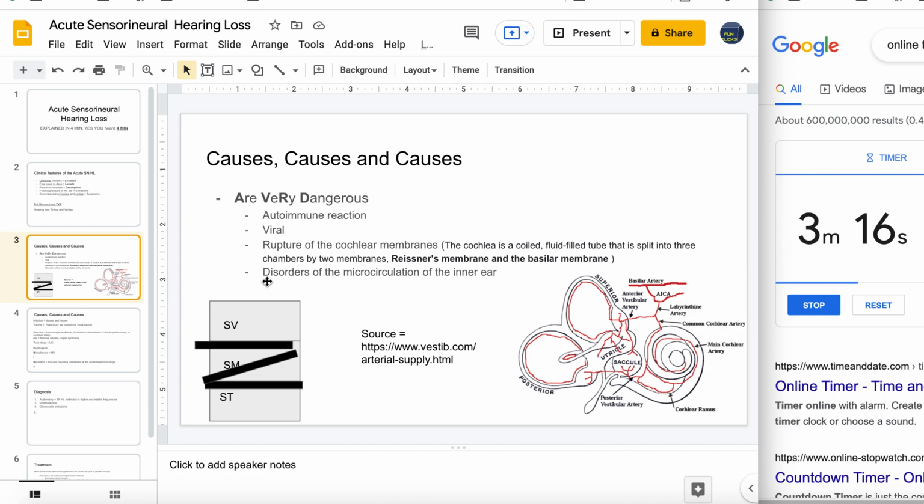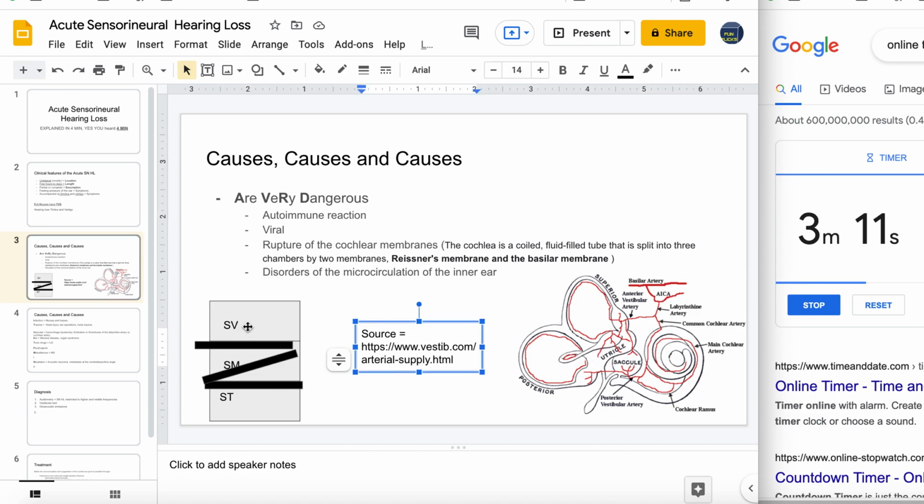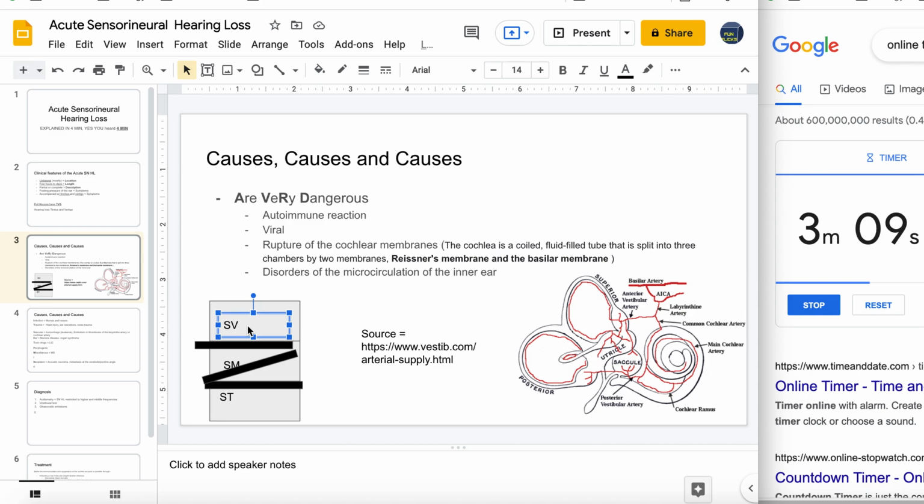So over here I've drawn the cochlea. Basically the cochlea can be divided into 3 categories: scala vestibuli, scala media as in middle, and scala tympani as in the tympanic part. And they have membranes. These black lines, remember them as membranes. These each have fluid inside them. So any sort of rupture of these membranes can then lead to a big problem.